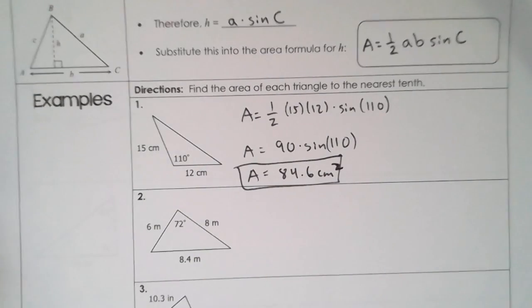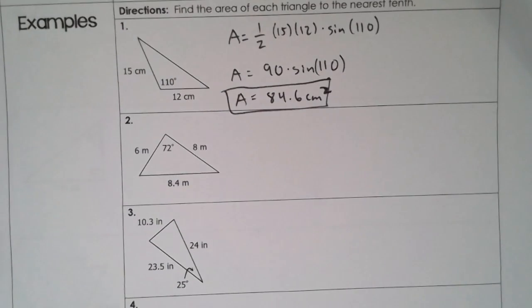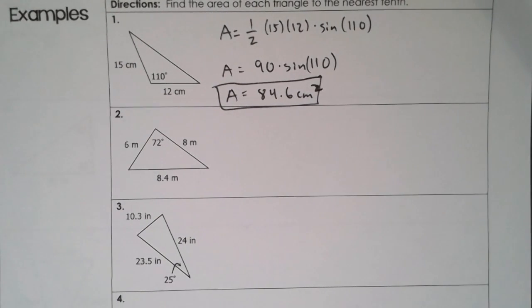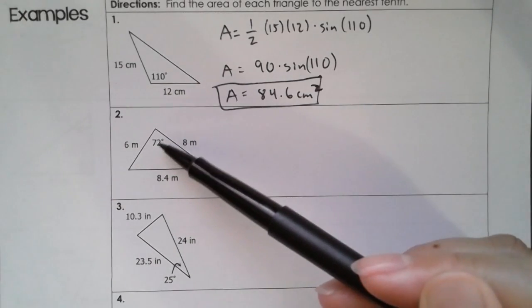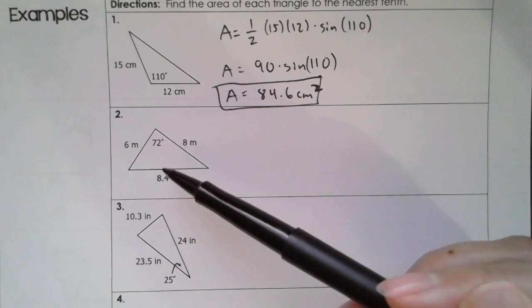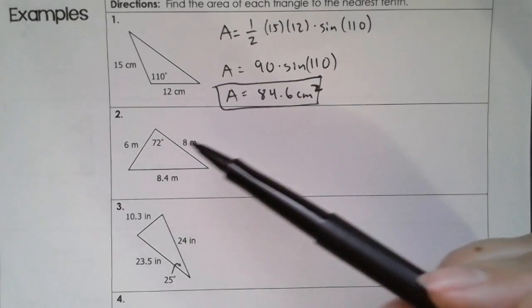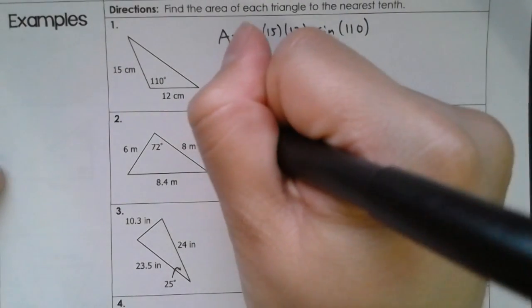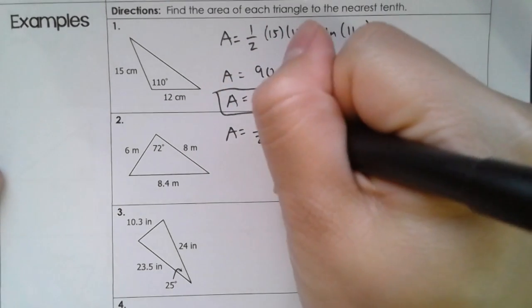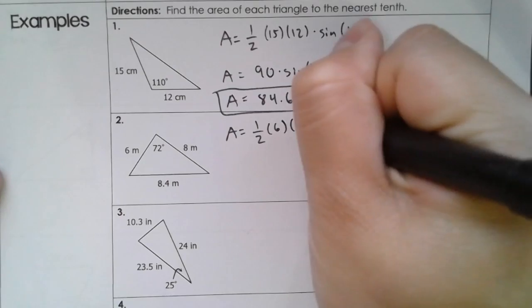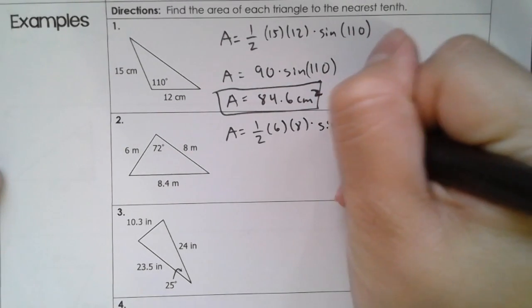Whoops, got sloppy there. Okay, so that's it. That's how these problems are going to work. You just plug it into the formula. So next one, this triangle is slightly different, right? I'm giving all three sides here, but you're still going to use your A and B according to the formula. So sine of 72, if this is angle C, then this is side C, so you're not using this in your formula, you're using A and B, so 6 and 8. So the area for this triangle is 1/2 times 6 times 8 times the sine of 72.